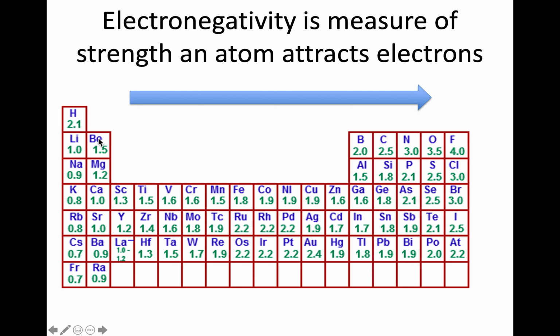So these are the most electropositive. These are the most electronegative because these attract, and so negative would be electrons. Positive because they get rid of electrons. So the general trend here is it goes up from left to right, and it goes up from bottom to top.